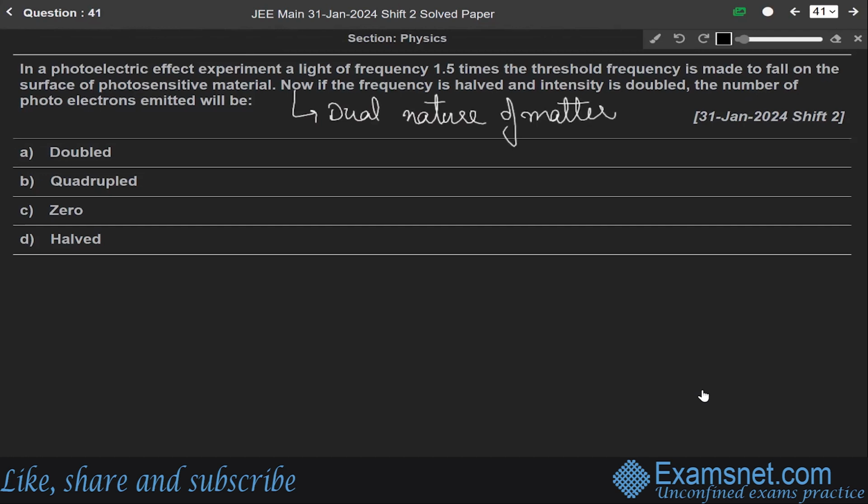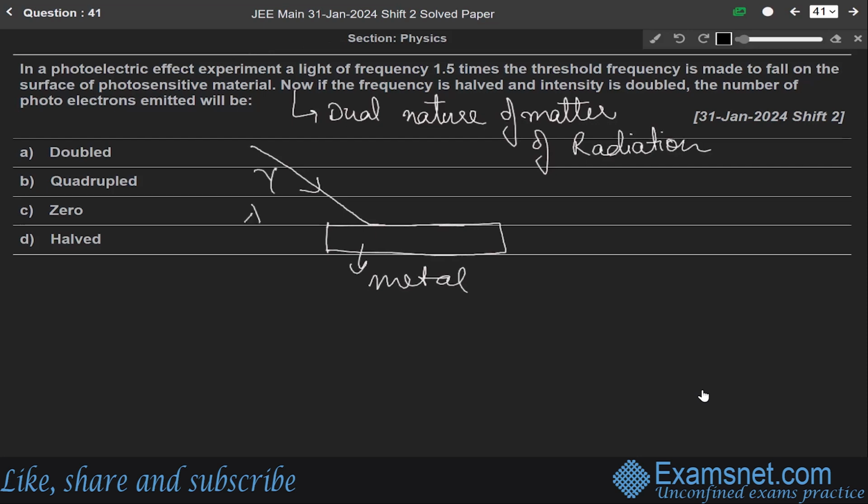This is basically from the topic of photoelectric effect. So, in the photoelectric phenomena, let us say this is the surface of the metal, and light of a particular frequency falls on the surface of the metal. Let us say these are photons having wavelength lambda. Now when they fall on the surface of the metal, if their frequency, let us say f, is greater than the threshold frequency, then only the electrons are emitted from the surface of the metal, and these emitted electrons are called photoelectrons.